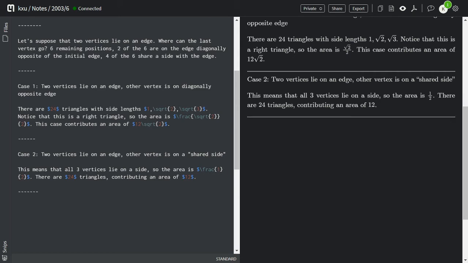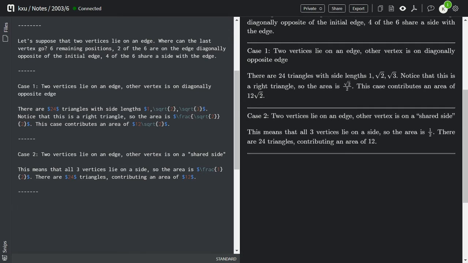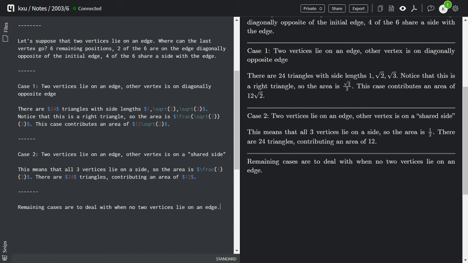So these two cases combined establish the general case of when two vertices lie on an edge. Our remaining case is to deal with when no two vertices lie on an edge. And this is a very nice condition because it means we can eliminate vertices from being ones that we want. So basically we've narrowed it down.